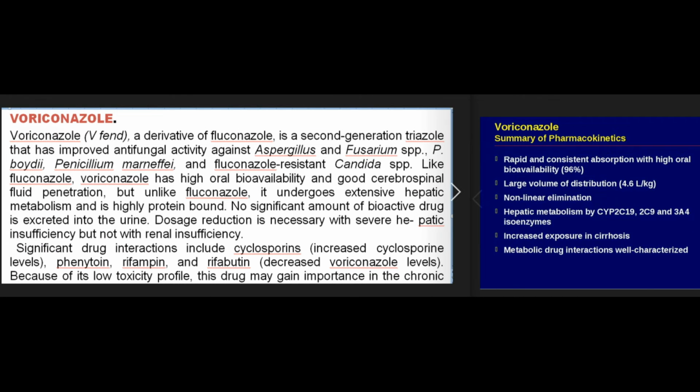Voriconazole. Voriconazole, VFEND, a derivative of fluconazole, is a second-generation triazole that has improved antifungal activity against Aspergillus and Fusarium species, P. boydii, Penicillium marneffei, and fluconazole-resistant Candida spp. Like fluconazole, voriconazole has high oral bioavailability and good cerebrospinal fluid penetration, but unlike fluconazole, it undergoes extensive hepatic metabolism and is highly protein-bound. No significant amount of bioactive drug is excreted into the urine. Dosage reduction is necessary with severe hepatic insufficiency but not with renal insufficiency.